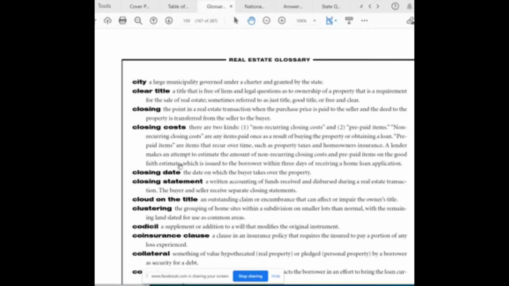Closing costs, which we abbreviate as CC, kind of like you're doing a carbon copy on a letter.